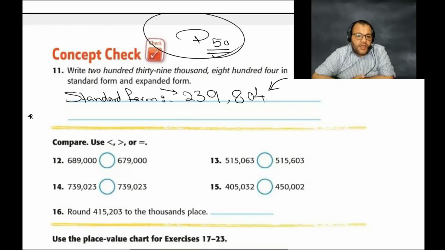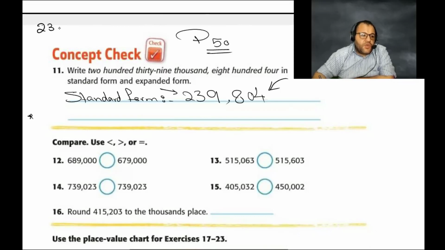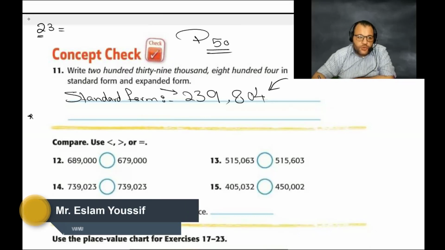Okay, the expanded form. When I say the expanded form of 23, the number is called 23. How can I write 23 in the expanded form? I give the value of each digit, then I add them. So the expanded form is the sum of the values of each digit. So what is the value of 2 in this number, 23?